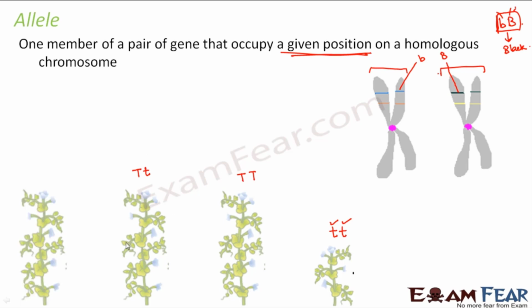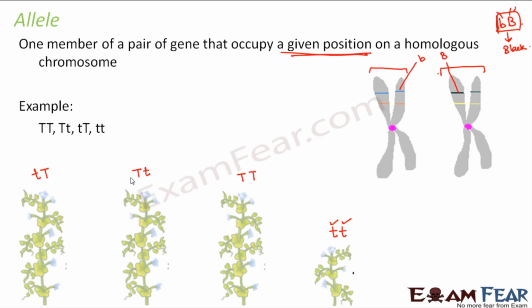Similarly, we can also represent it as small t, capital T, that is, it has received a dwarf trait from the first parent and a tall trait from the second parent, right? We express the characteristic of any organism with the help of letters. Now each member of this pair is known as an allele. Allele is a term which is new to you, and this is the significance of allele.